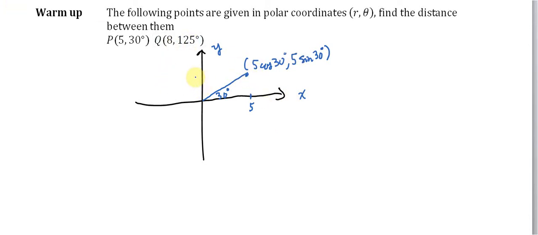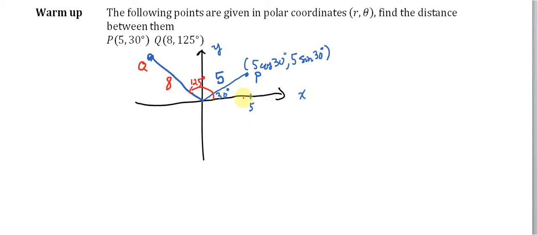The second point, Q, (8, 125), so the radius is going to be, let me mark this here, this is 5, right, that length there is 5. Q (8, 125), 125 is probably about here, and I'm estimating here. So this point here is P, this point over here is Q, up there, and this angle of rotation this time is 125 degrees. And let me say that the radius here is 8.